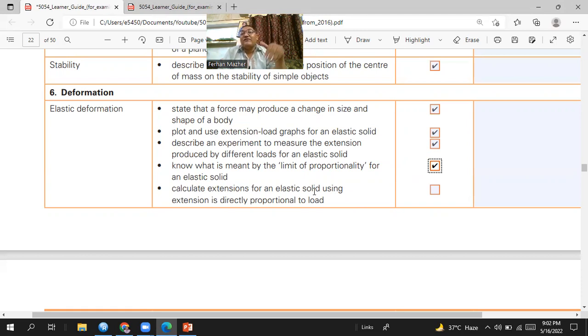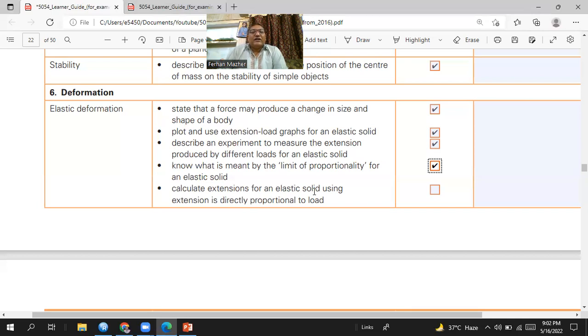And sometimes you have to draw a graph showing what the shape of the graph will be if you cross the limit of proportionality. In that case, it is very important to understand where the extension is and where the load is. Normally, the extension is on the y-axis and the load is on the x-axis. So it will start curving in the upward direction. But if the extension is on the x-axis and the load is on the y-axis, then you have to think that it will not curve upward.